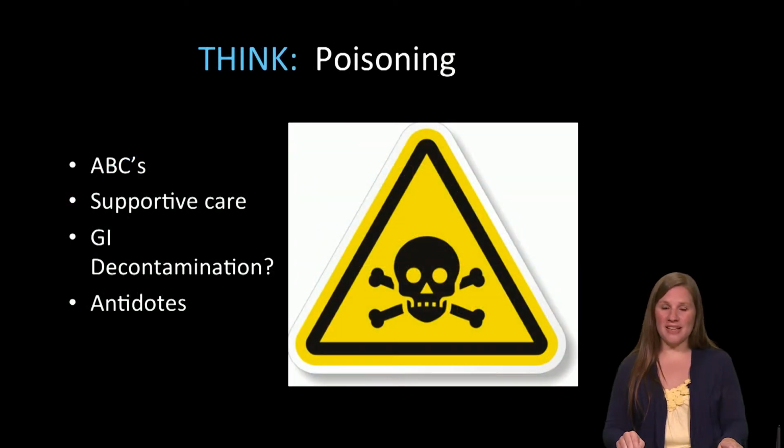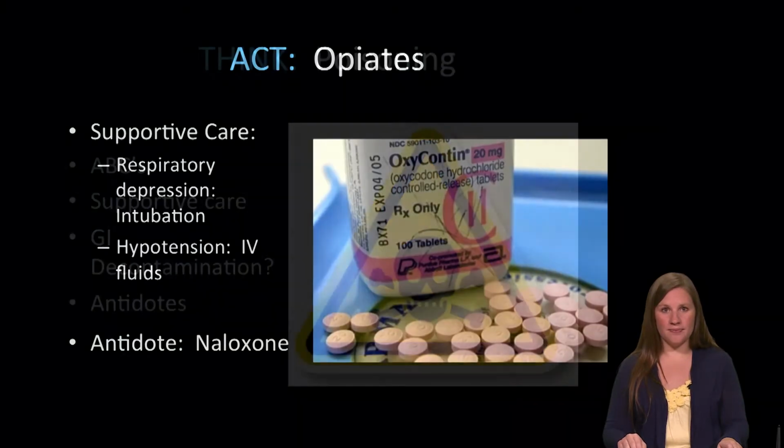And so now we want to think about poisoning. So how do you treat poisoned patients? It's important to address their airway, breathing, and circulation, which we did as soon as the patient came in. And the treatment for many poisons is simply supportive care. We considered GI decontamination, but this patient was not a candidate for this. And now let's talk a little bit about antidotes.